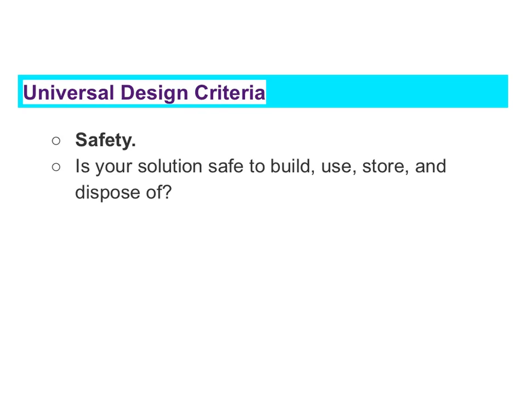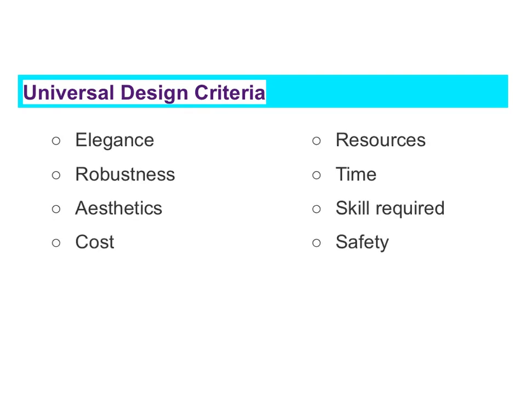In addition, some products have restrictions on the age of the customer that is supposed to be allowed to use the product. Overall, the universal design criteria are important when designing any type of product. They are elegance, robustness, aesthetics, cost, resources, time, skills required, and safety.